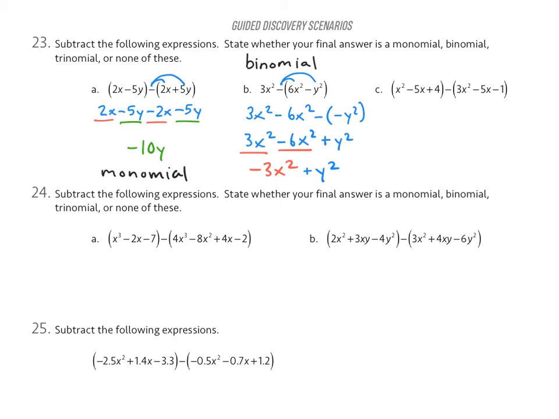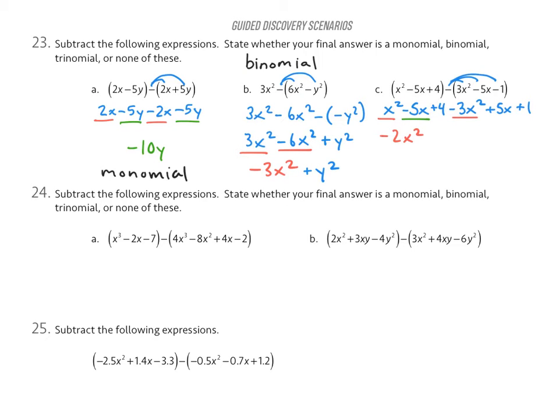Part C, x squared minus 5x plus 4 minus 3x squared minus 5x minus 1, a trinomial minus a trinomial. I don't need the first set of parentheses, so I can just bring down that trinomial, x squared minus 5x plus 4, and then I can distribute this minus to subtract all three of these terms. It becomes minus 3x squared, and then minus 5x would be plus 5x, and then minus 1 would be plus 1. Let's look for like terms. X squared minus 3x squared. X squared minus 3x squared is negative 2x squared.